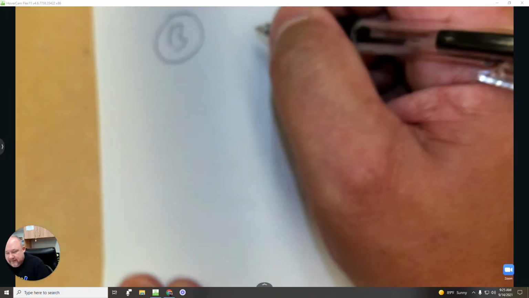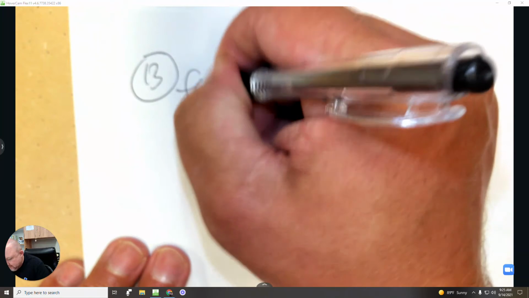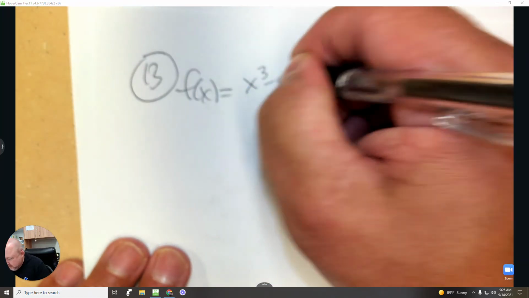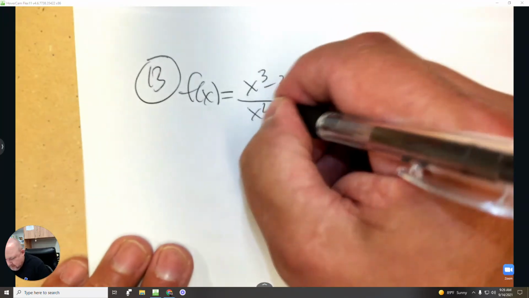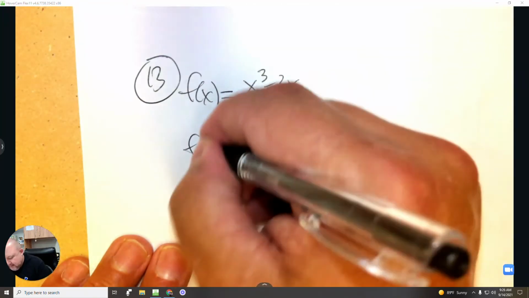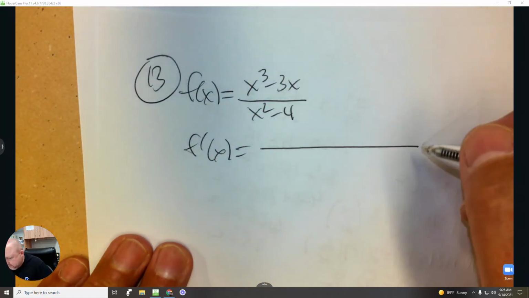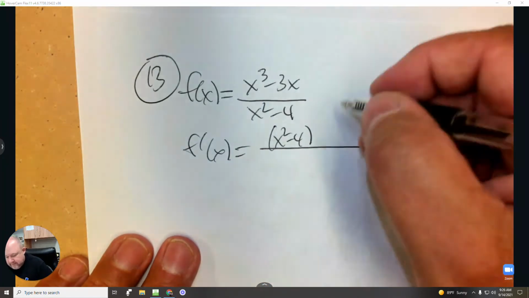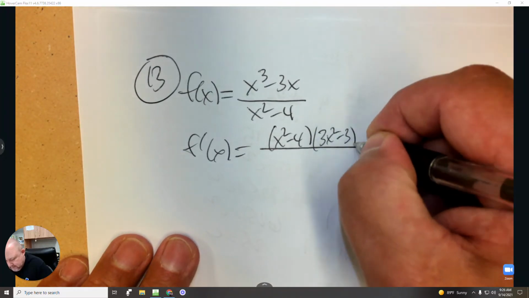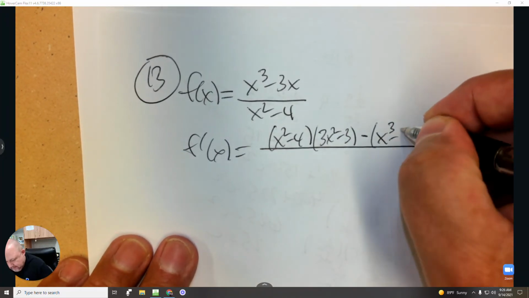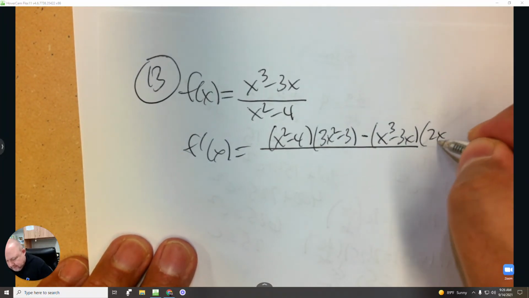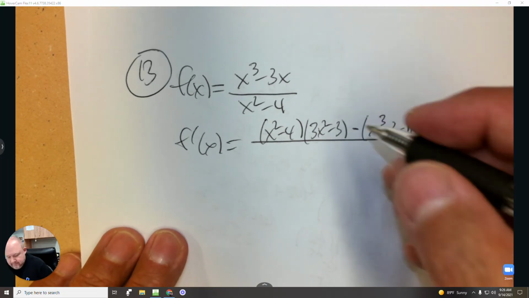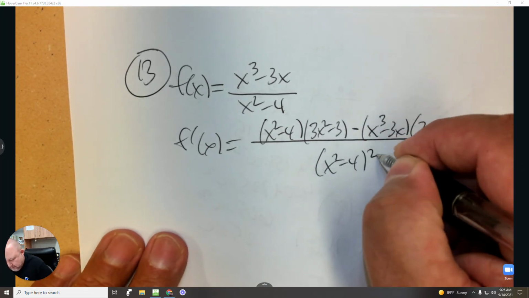Now it's review. Very important. So you have the function x cubed subtract 3x, over x squared subtract 4. To take the derivative is the quotient rule. The bottom times the derivative of the top, subtract the top times the derivative of the bottom, and then the bottom squared.